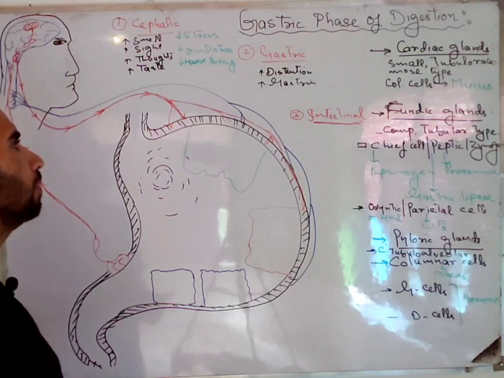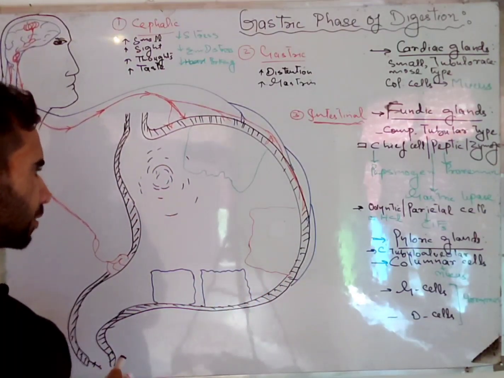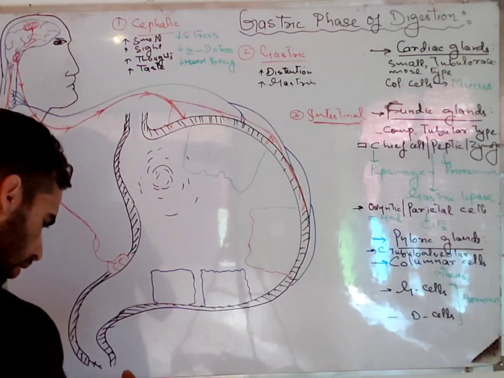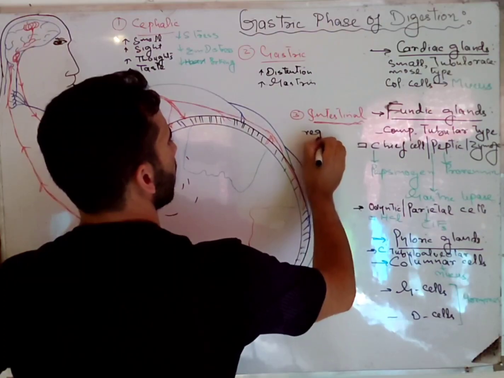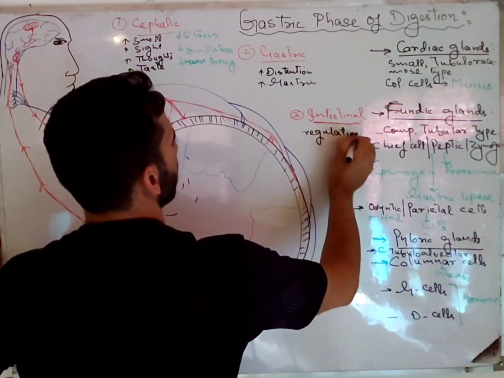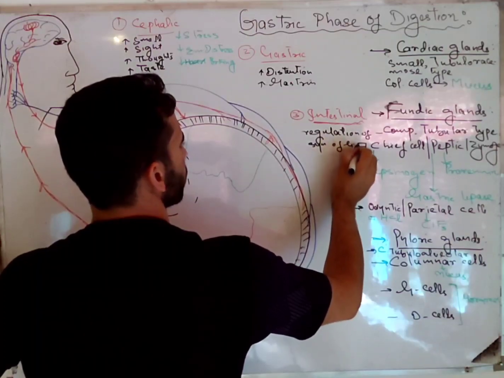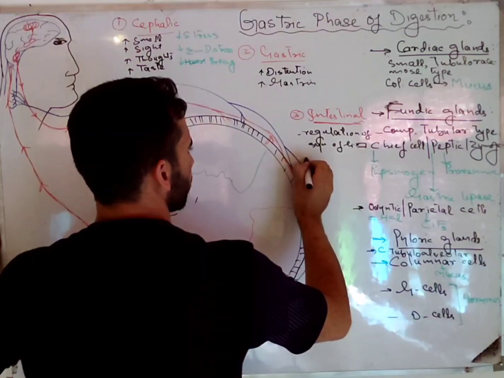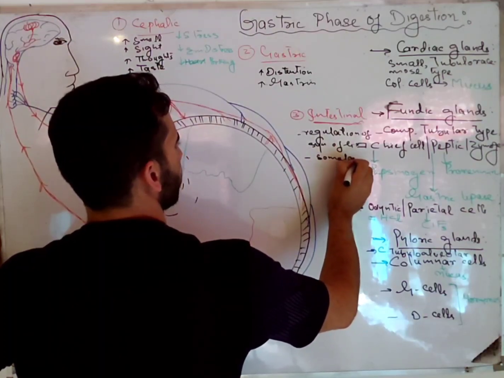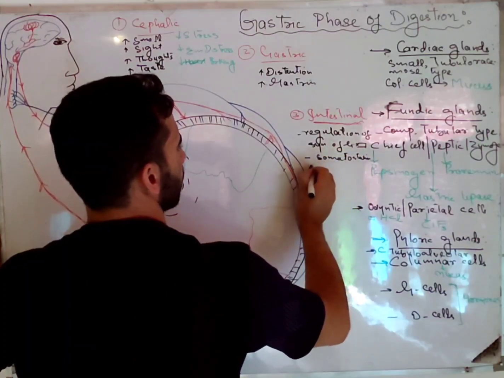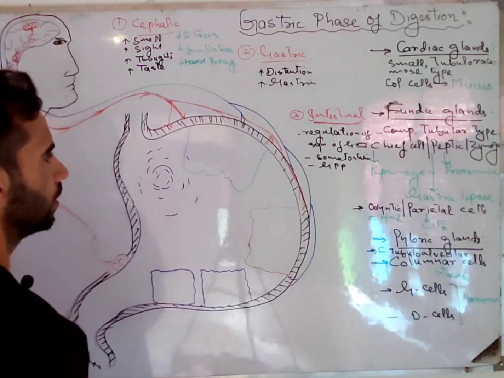Then in the third phase, the intestinal phase, we will come to know how the regulation of gastric secretion takes place. In the intestinal phase, we will come to know about the regulatory mechanism, regulation of synthesis of gastric juice or gastric secretion, for which different factors are responsible, like somatostatin, like gastric polypeptide, isn't it?